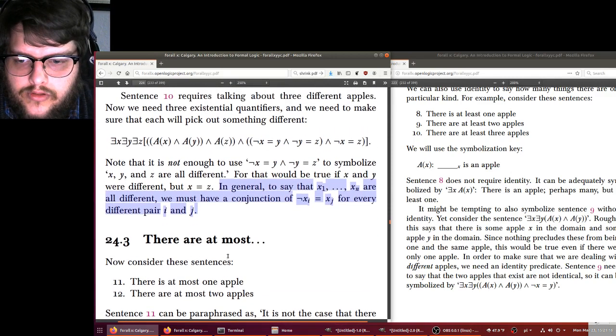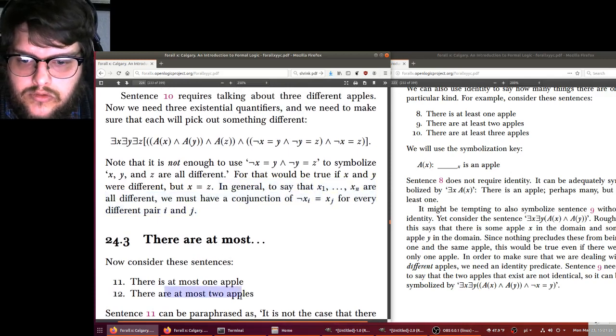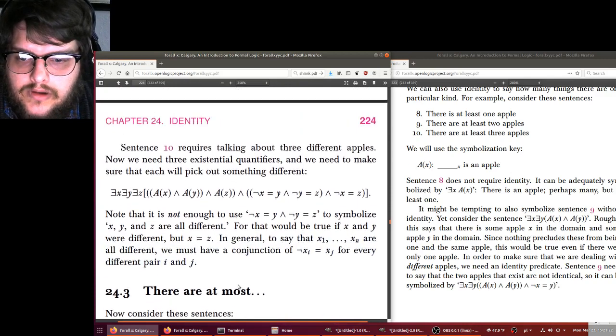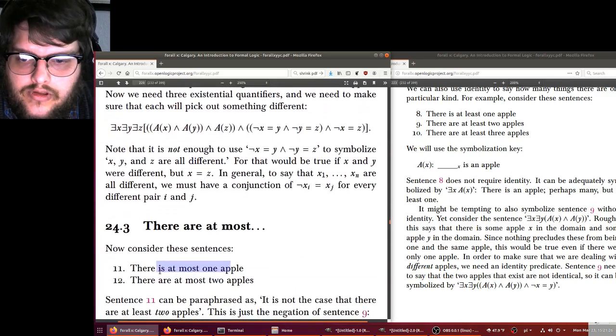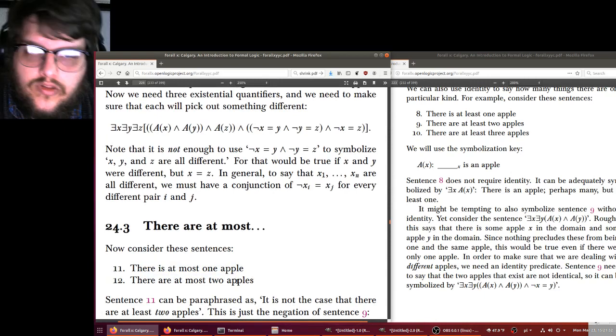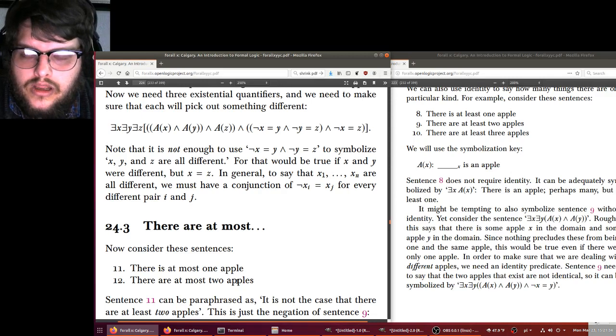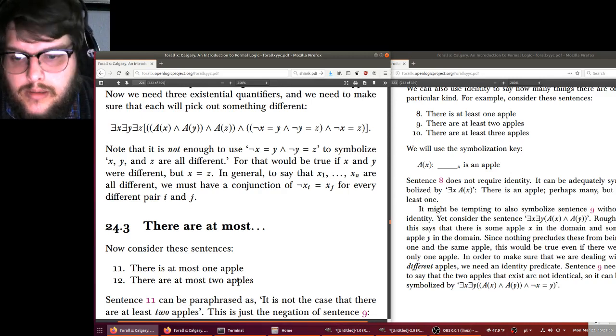A couple others. This one is there is at most 1 apple, and there are at most 2 apples. If there's at most 1 apple, then of course there is at least 1 apple. But what they're saying here is that there's not two, right? Or three, or any more than that. And there's at most two would say there's two, but not three or four. But there could be maybe one, okay?